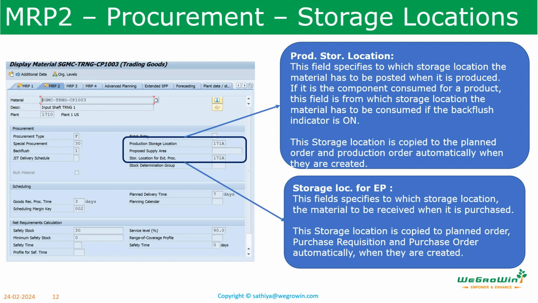And then the storage location for external procurement. This field is used to determine, when you are buying the material, to which storage location the material has to be received. That is the purpose this storage location is created. And this is copied automatically into the purchase requisition and purchase order when they are created.